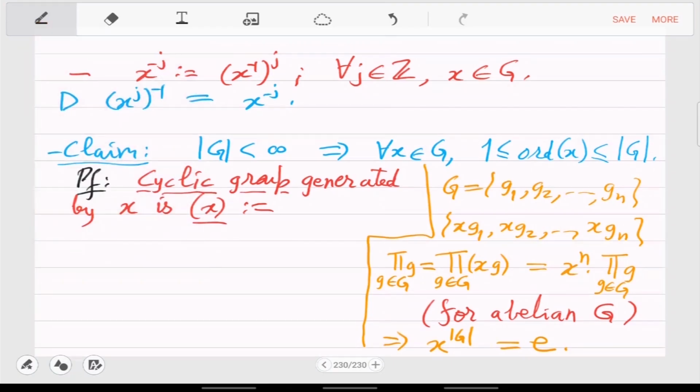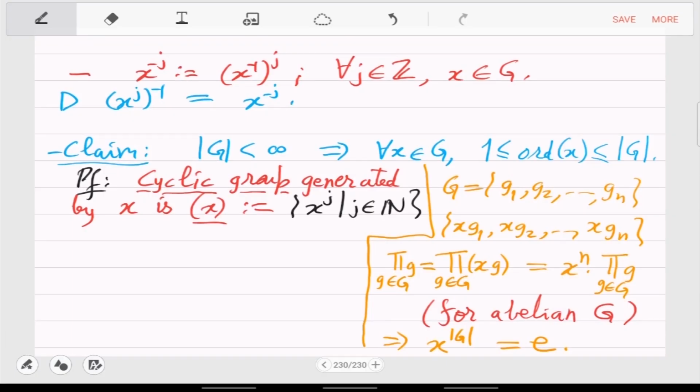Okay, so the cyclic group generated by x, I will denote it by parenthesized x. It has essentially elements that are powers of x. Well, okay, I don't need all the integers, maybe just natural numbers. So you just keep powering x. Your group is finite, right? So you will only have finitely many elements. So what can you say about this set?